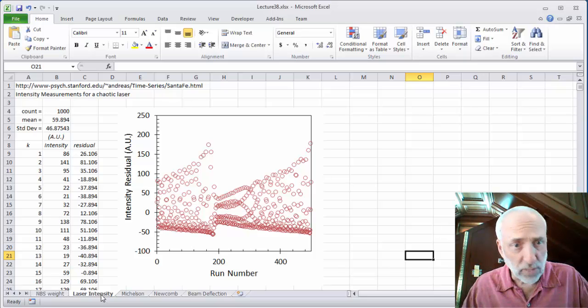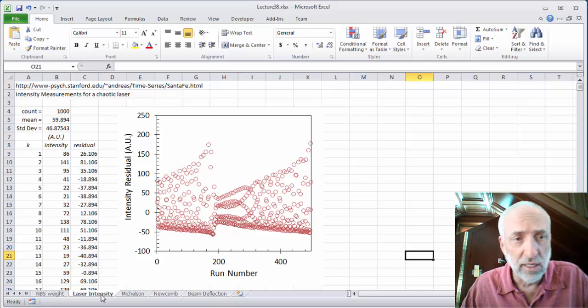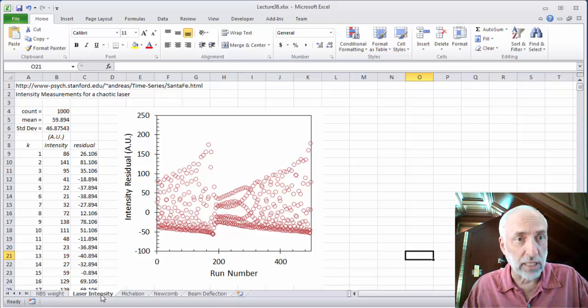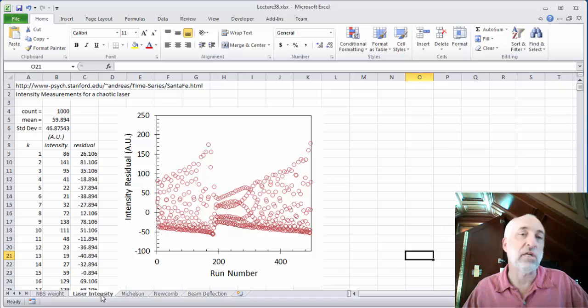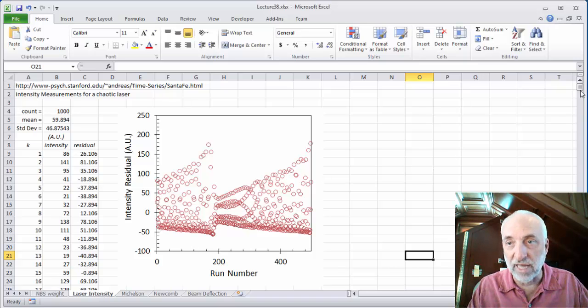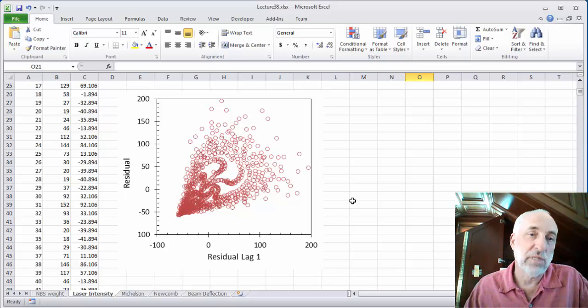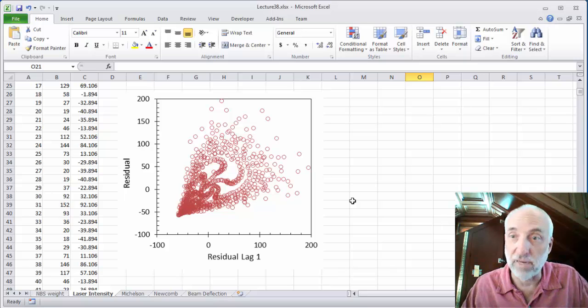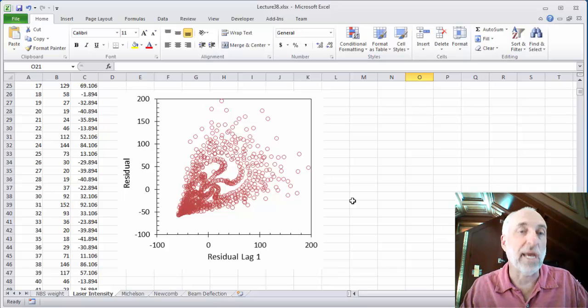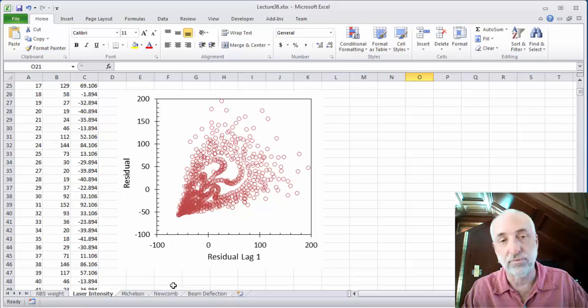Here's another example where we measured the intensity of a chaotic laser running freely, and we see a huge amount of structure, right? So a lot of systematic variation going on here. This is not uncorrelated residuals, where every measurement is independent of all the other measurements. We can see that in the lag plot as well, where you see obviously a big spread that is systematic in some way, a lot of structure involved. I'm not even going to try to figure out what that might be, but there's no way I could assume uncorrelated residuals for any kind of analysis.